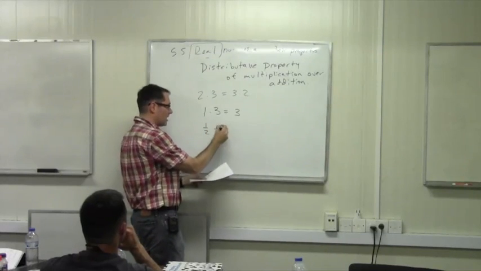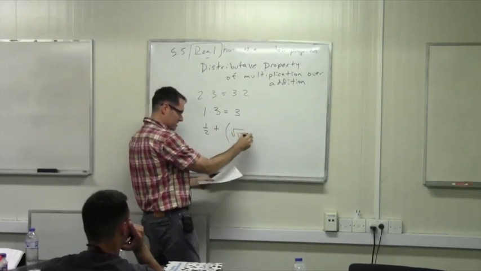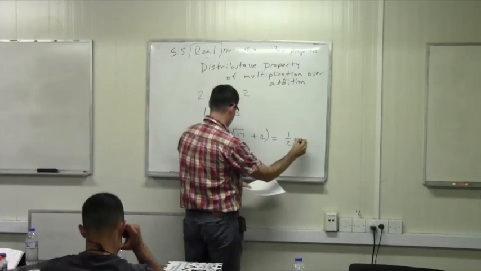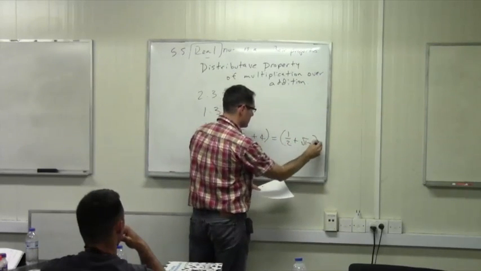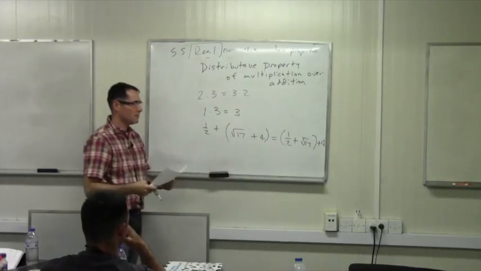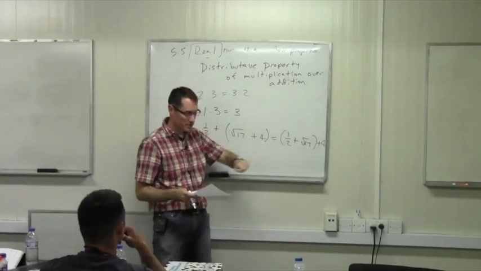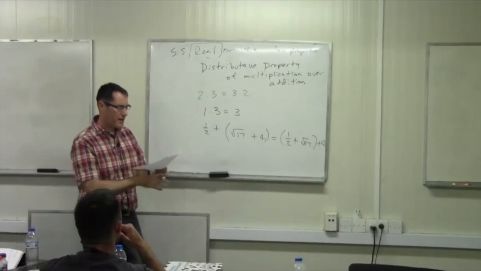1/2 plus the square root of 17 plus 4 equals 1/2 plus the square root of 17 plus 4, with the grouping changed. Associative, right? These two associated with each other. Now these two are associated with each other. Good.